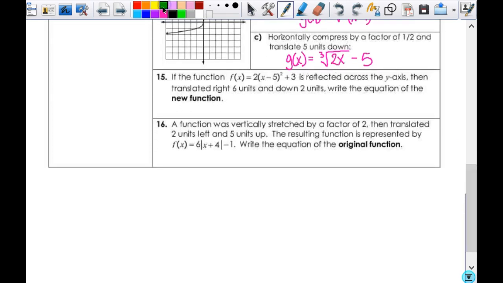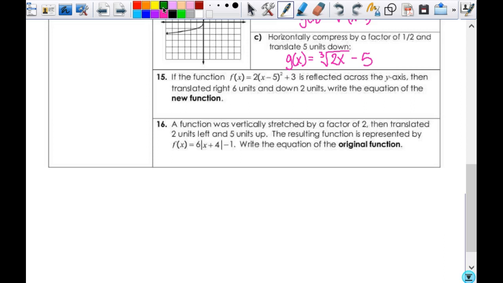15. If the function f of x equals 2 times x minus 5 squared plus 3 is reflected across the y-axis, then translated right 6 units and down 2 units, write the equation of the new function. Basically, we're doing the same thing. We're just not starting with the parent function. We're starting with what they gave us.